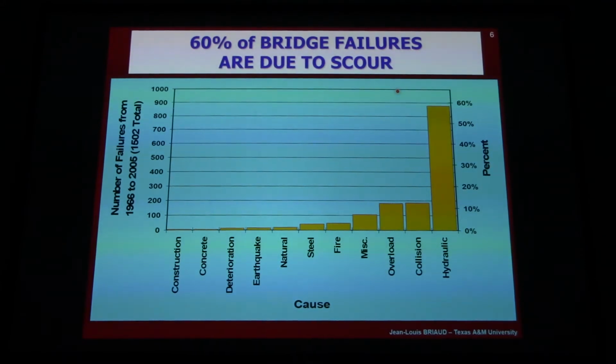You're looking here on the vertical axis at the number of bridge failures from 1966 to 2005. 1,500 failures. And on the horizontal axis are the causes of the failures. You can see that on the right-hand side, the big yellow bar is hydraulic and scour erosion. Collision is number 2, and earthquake is down at about 2% or less. So scour is the number 1 killer of bridges.